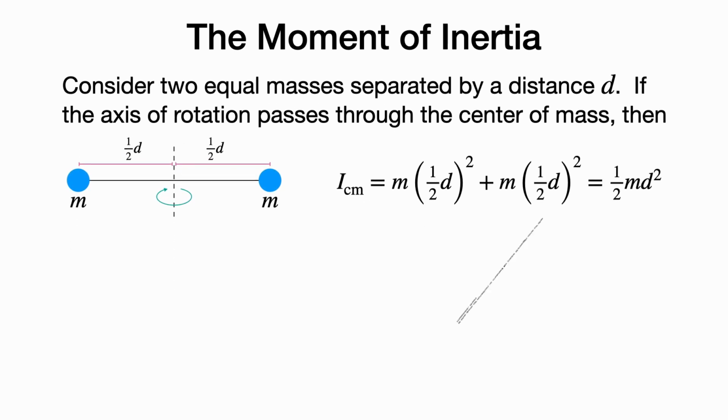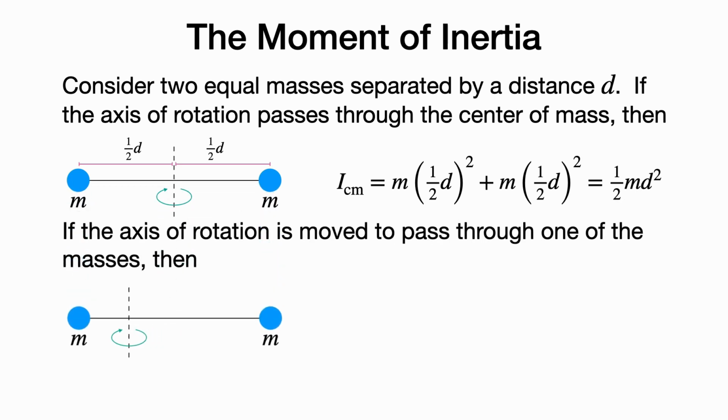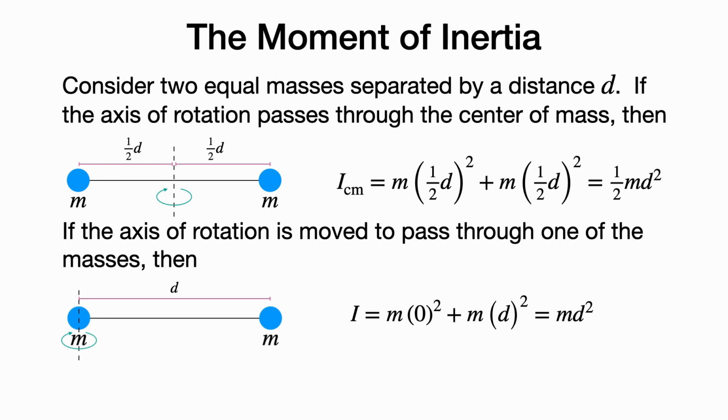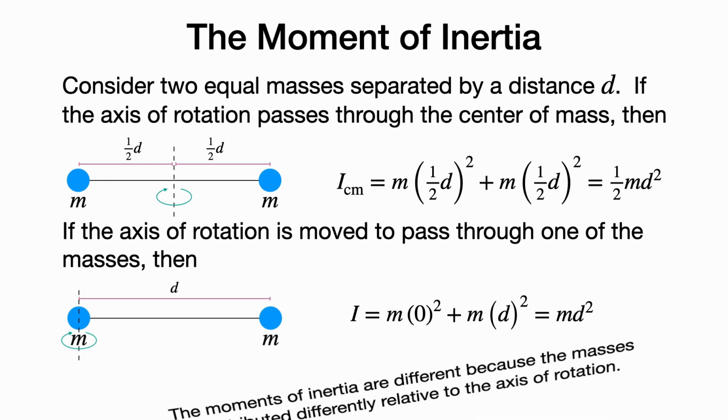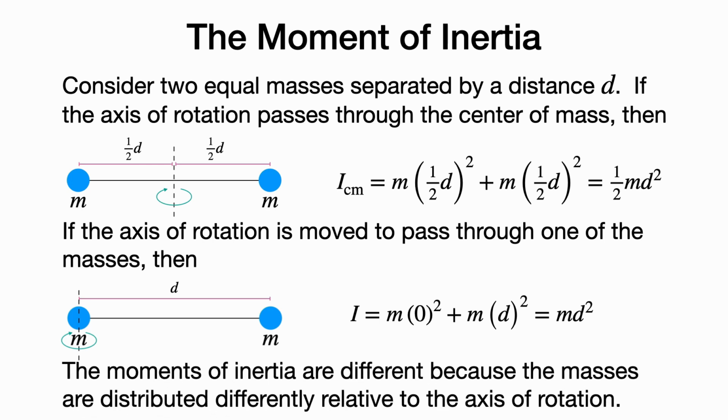What happens if the axis of rotation is moved to pass through one of the masses? Then the moment of inertia is going to be the first mass m times its distance from the axis of rotation, which is 0, plus the other mass times its distance, d squared, and the total is m d squared. The moments of inertia are different because the masses are distributed differently relative to the axis of rotation.